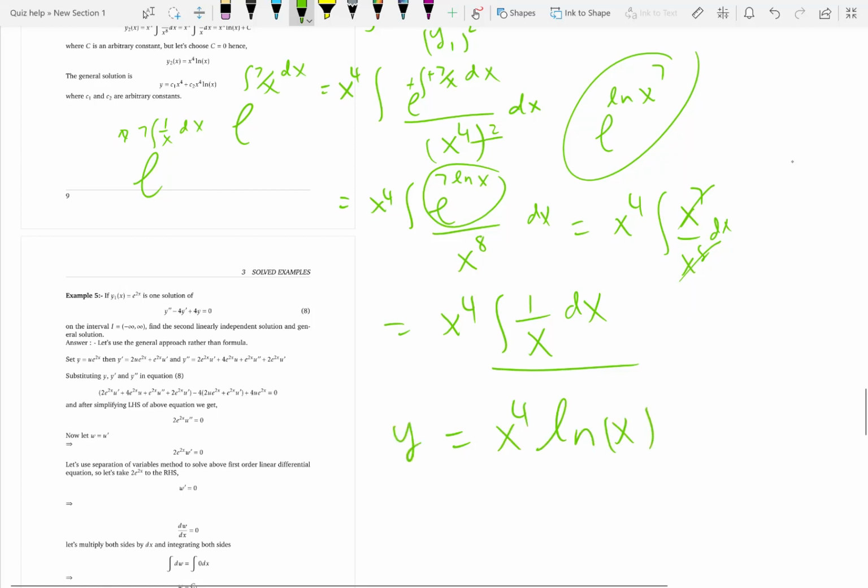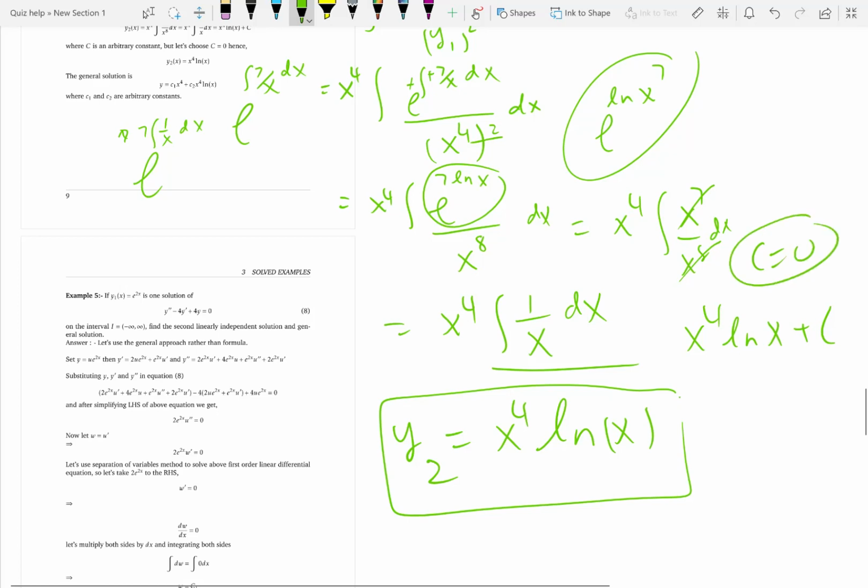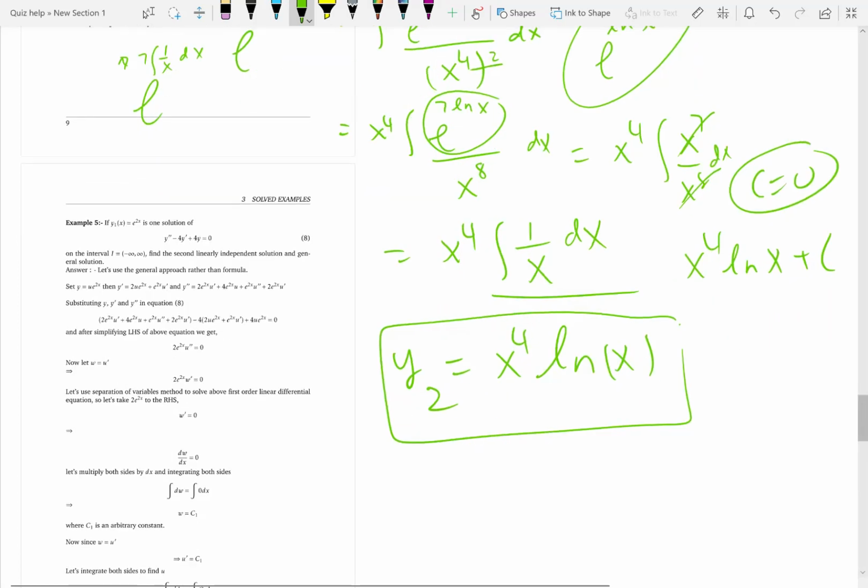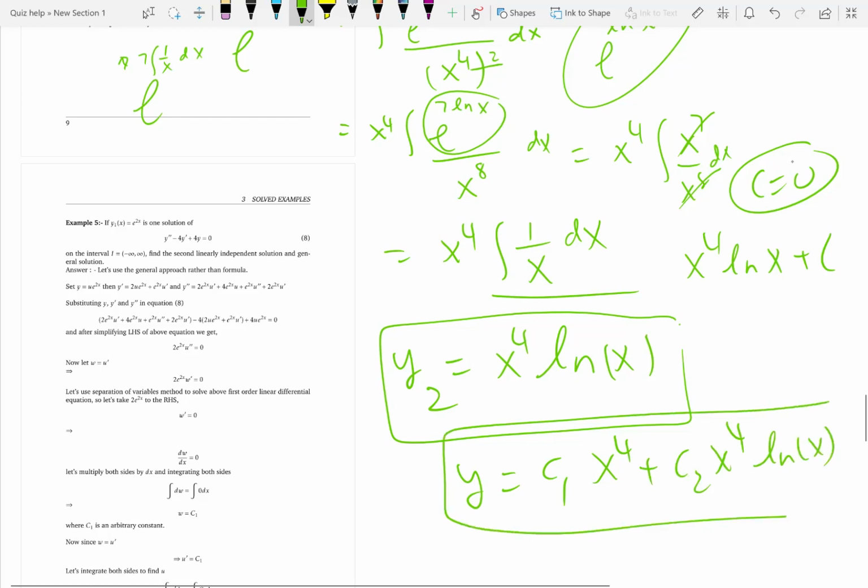Alright, so this is y2, right? That's your y2. That's the second solution. So here I should get x to the 4 ln x plus c, an arbitrary constant, but let's choose our c to be 0. So we get a nice, cleaner, simple y2. So the final solution is c1 times y1, which is x to the 4, plus c2 x to the 4 ln x. So this is the general solution where c1 and c2 are two arbitrary constants.